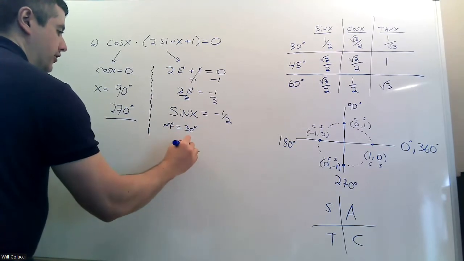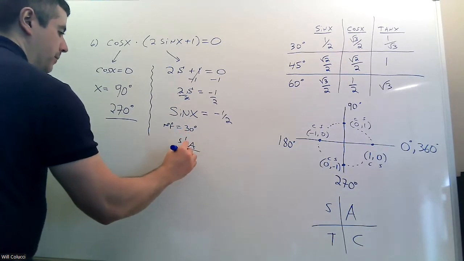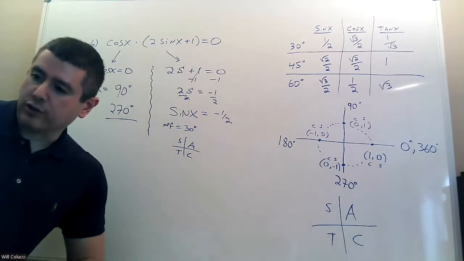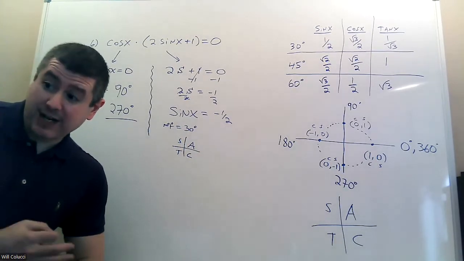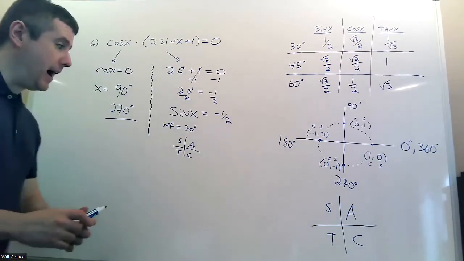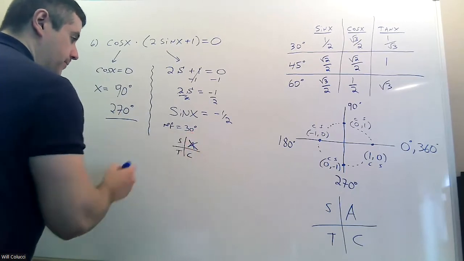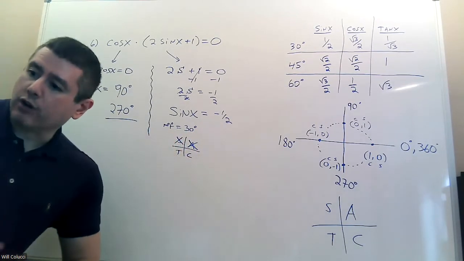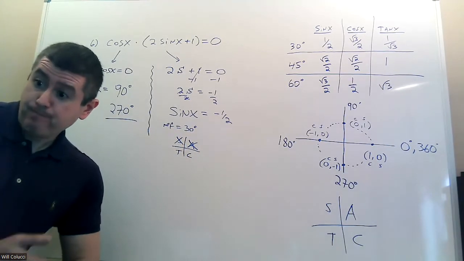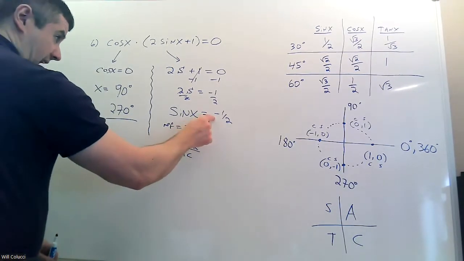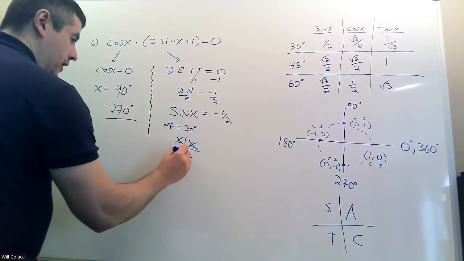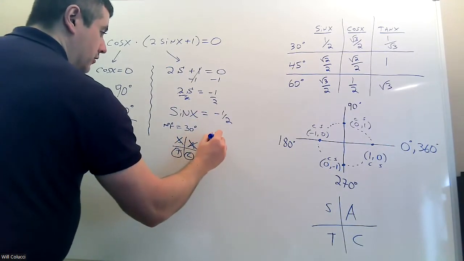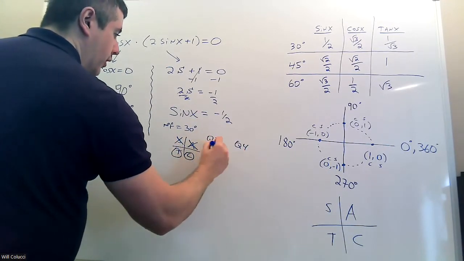This time my quadrants are going to be very different though. Now I'm looking for the quadrants where the value of the sine is a negative number. Sine is positive in quad 1, cross it out. Sine is positive in quad 2, cross it out, right? You got to cross out the ones where sine is positive because sine is not positive. It's -1/2. So I must be in 3 and I must be in 4. So you got to be in Q3, Q4.